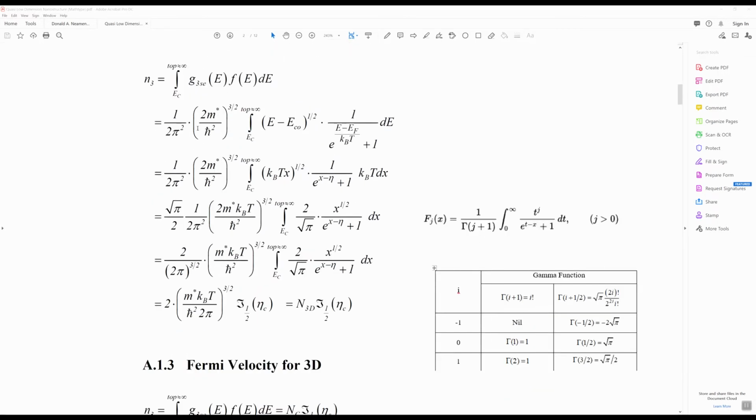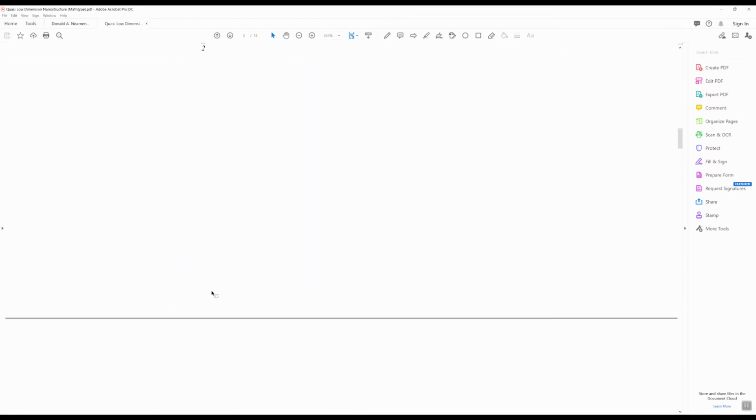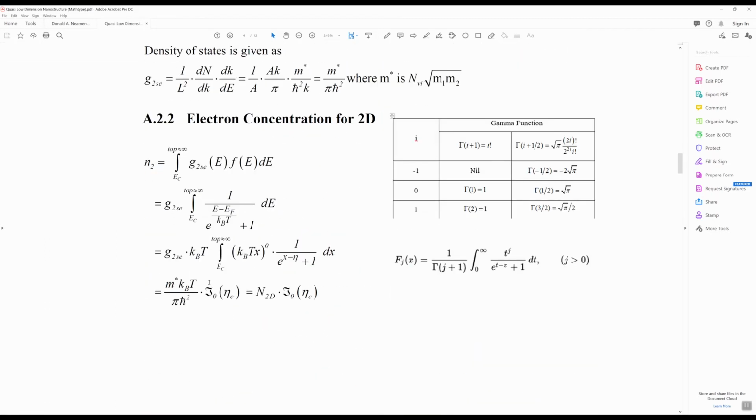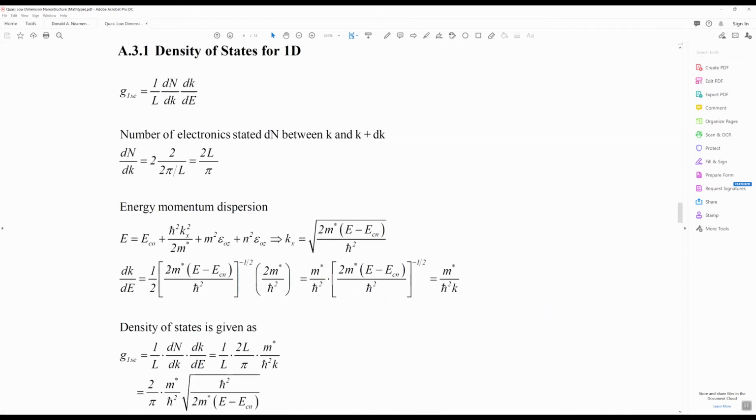Then you bring it down here, and this is the simplified version, and you get this m star again here. If you look at 2D, you get something with this m star, and again for 1D, the m star here. So what is the value of m star that you're going to use? What kind of value are you going to use?